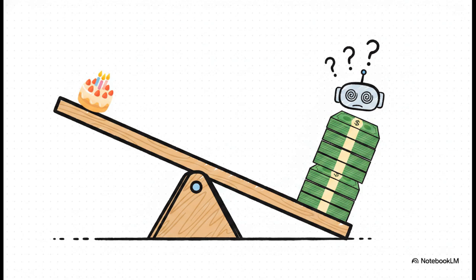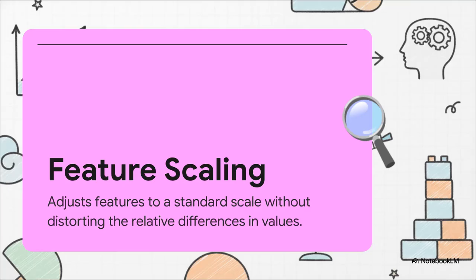If you toss this raw data into, say, a neural network, the model gets super confused. Because the income numbers are literally thousands of times larger, the model might mistakenly assume that income is way more important than age. This totally messes up the model's learning process, and it might end up just ignoring the age data altogether. And that is exactly where feature scaling swoops in to save the day.